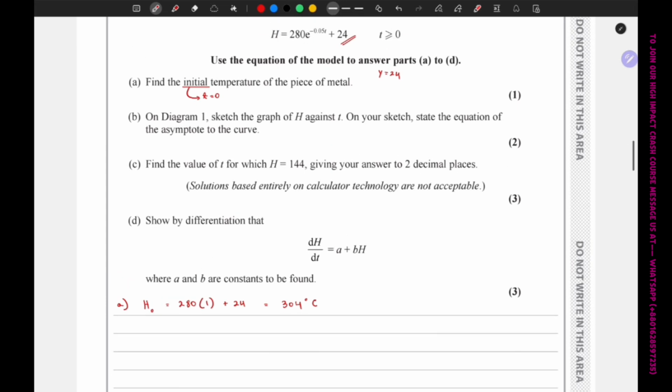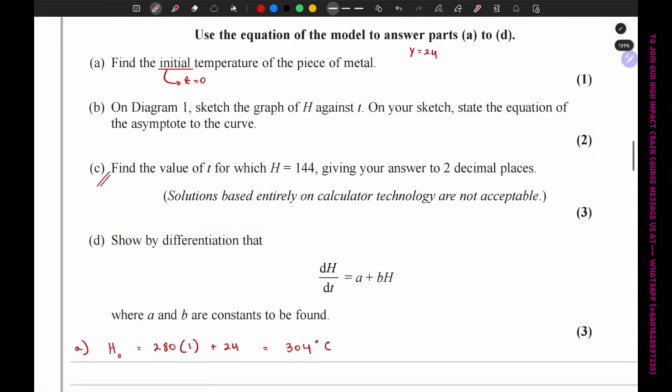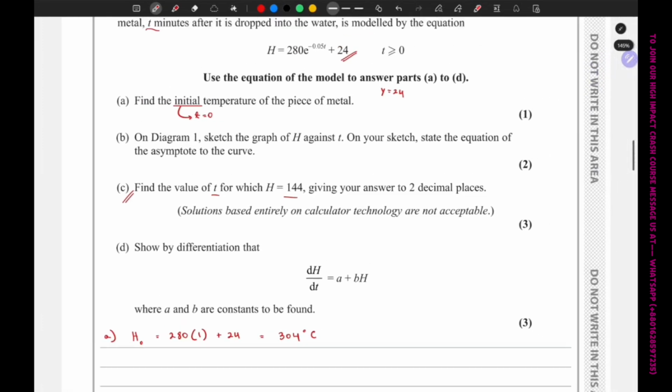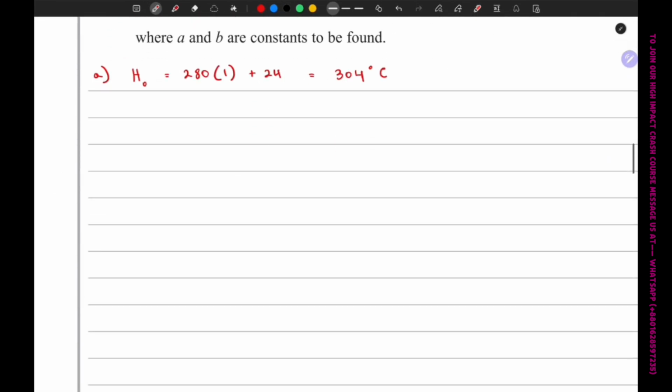Oh, okay, so let's move on with C first. In part C, we need to find the value of t for which h equals 144. So when the value of h is 144, we need to find out the value of t. So h is 144. The value of t is unknown. That's what we will find.